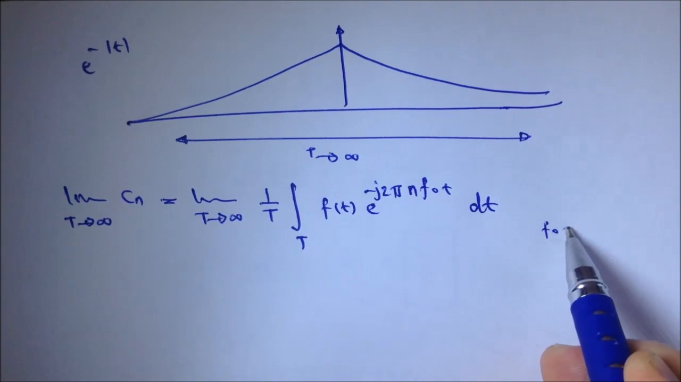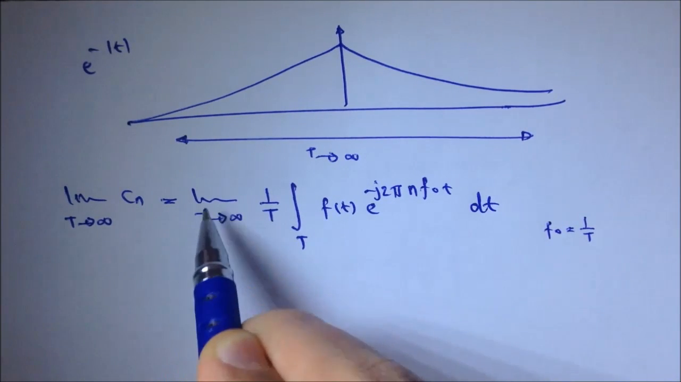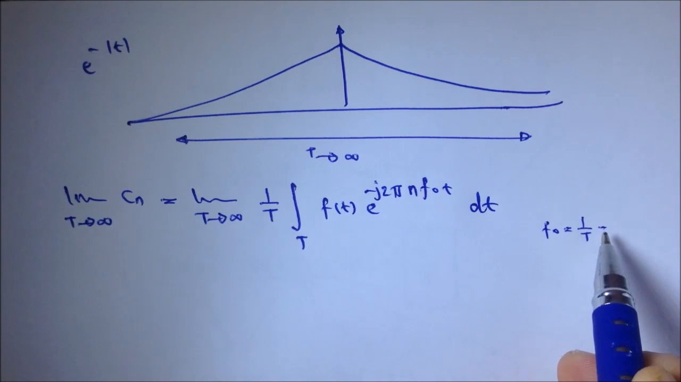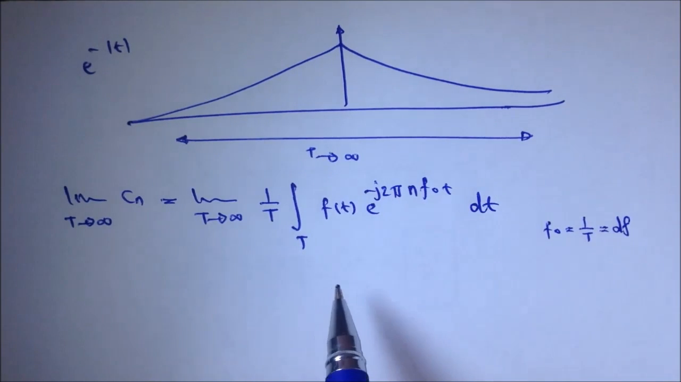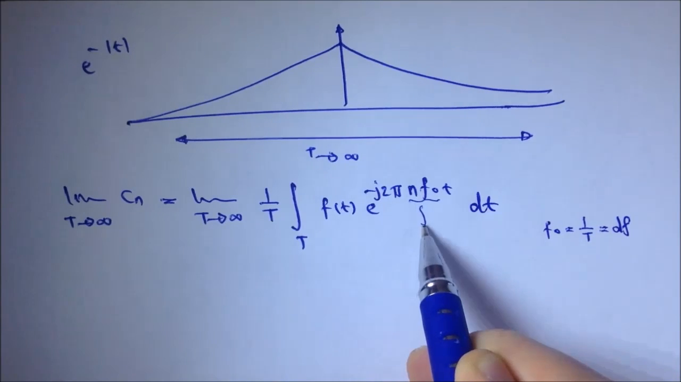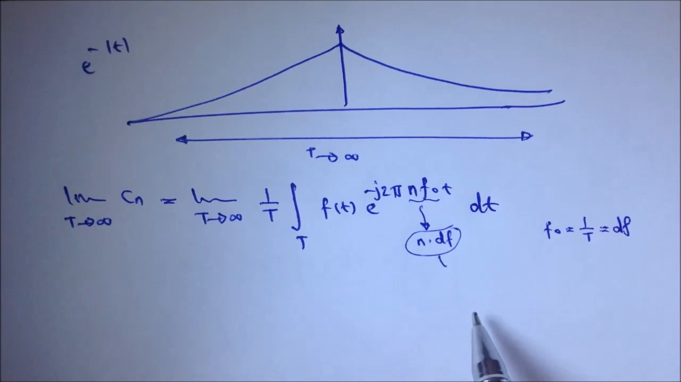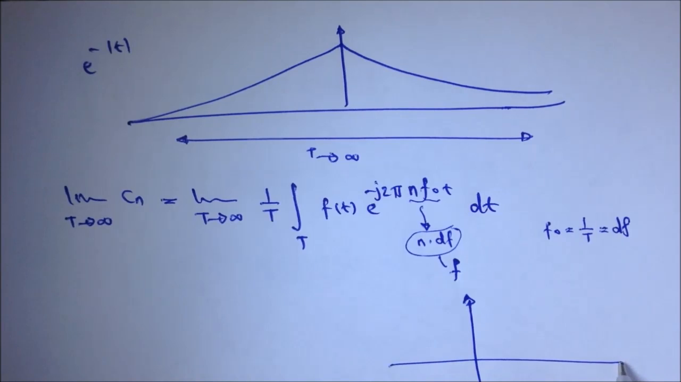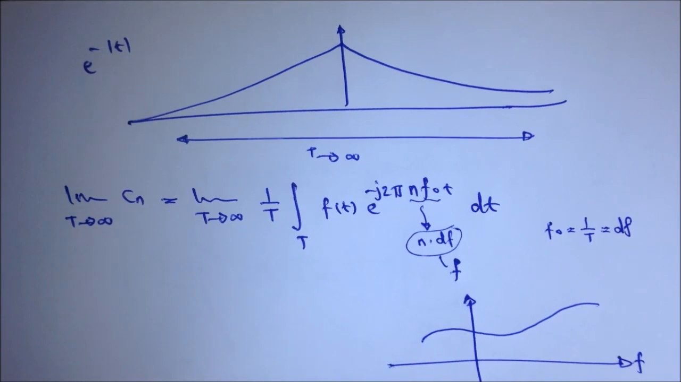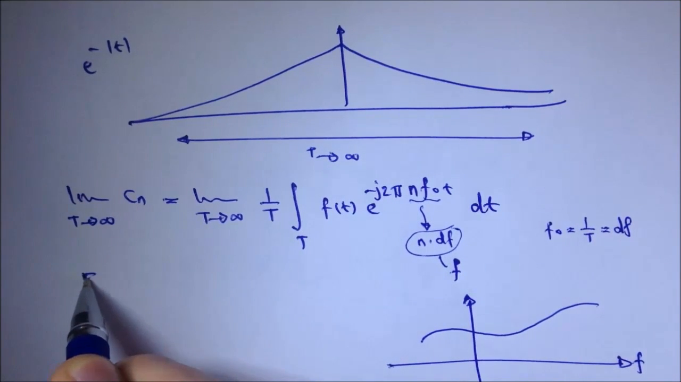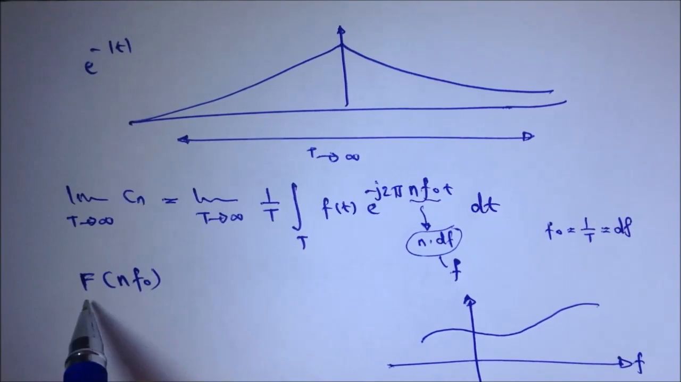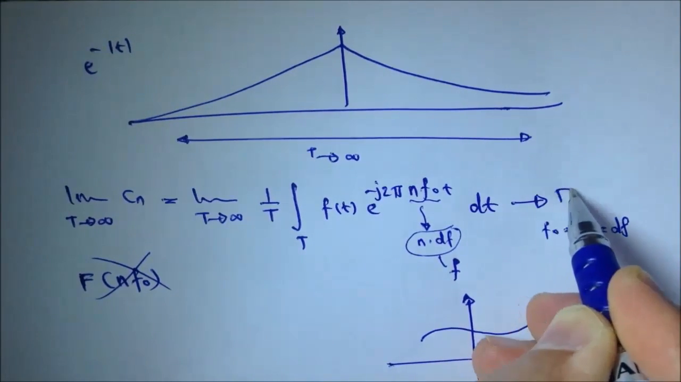Now f naught equals 1 over T, and as T approaches infinity, we have n f naught being a very small number, let's call it df Hertz. So n f naught equals n df. Now I'm going to replace n df by a continuous variable, let's say f. Now f, if this is the frequency axis of the spectrum, is a continuous variable such that it can take any value, any frequency. So we don't have any more functions of multiples of the fundamental frequency f naught. We just have F of f.